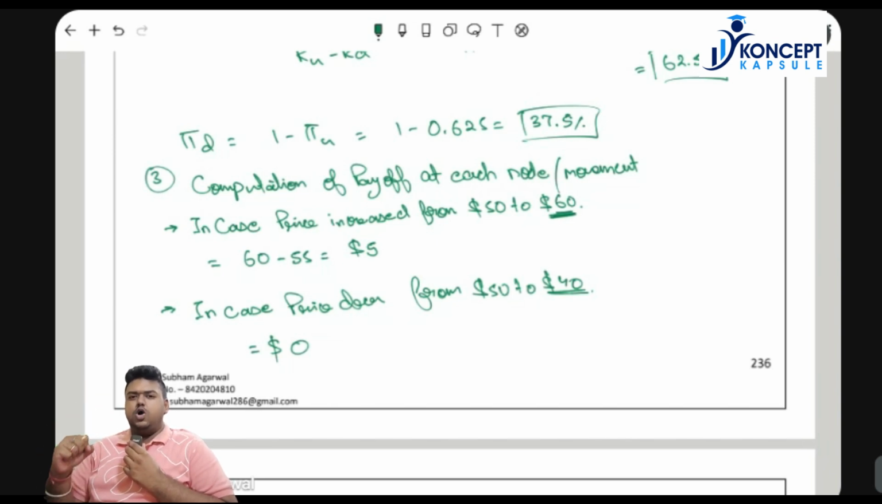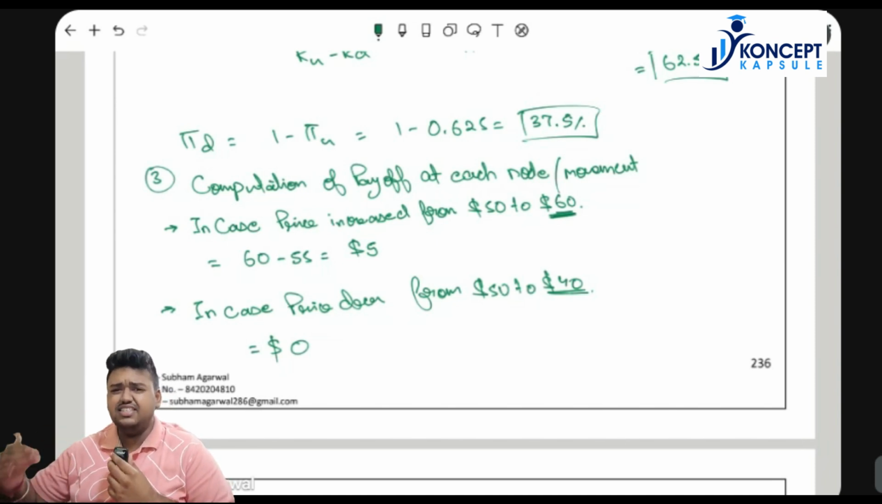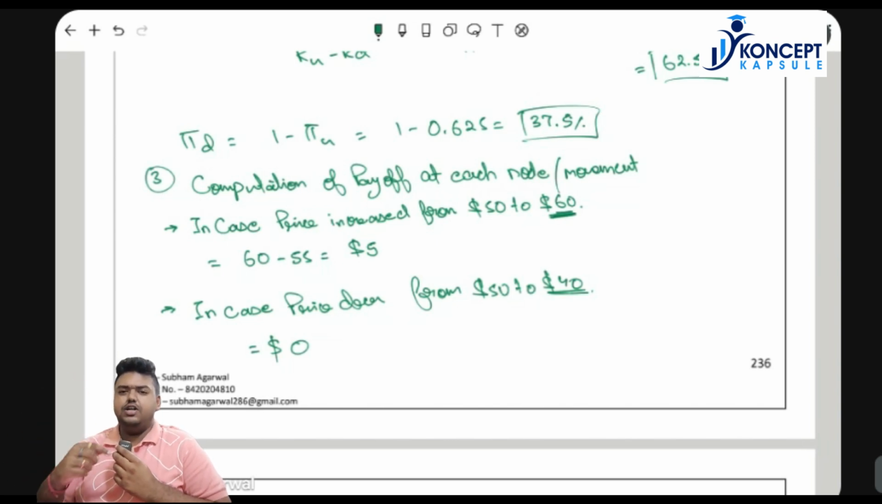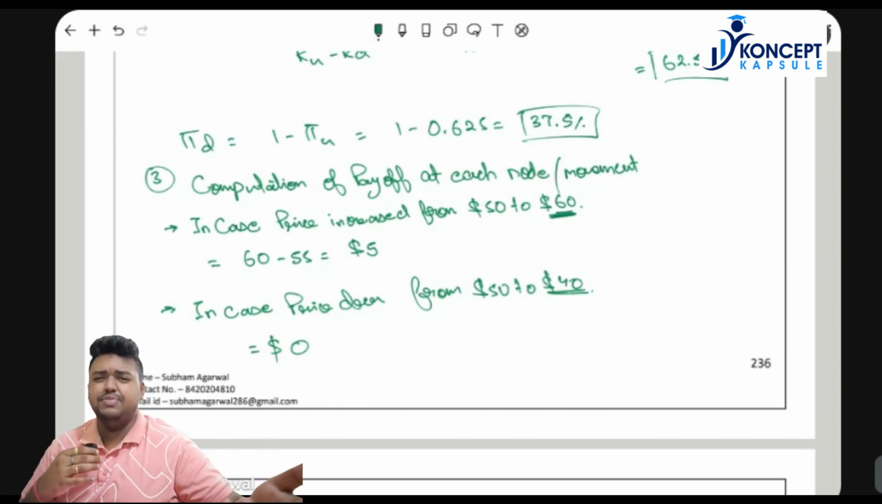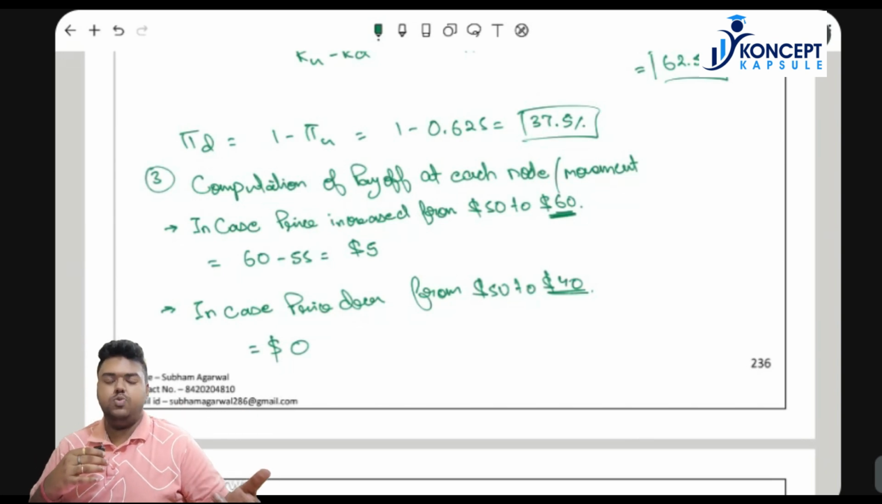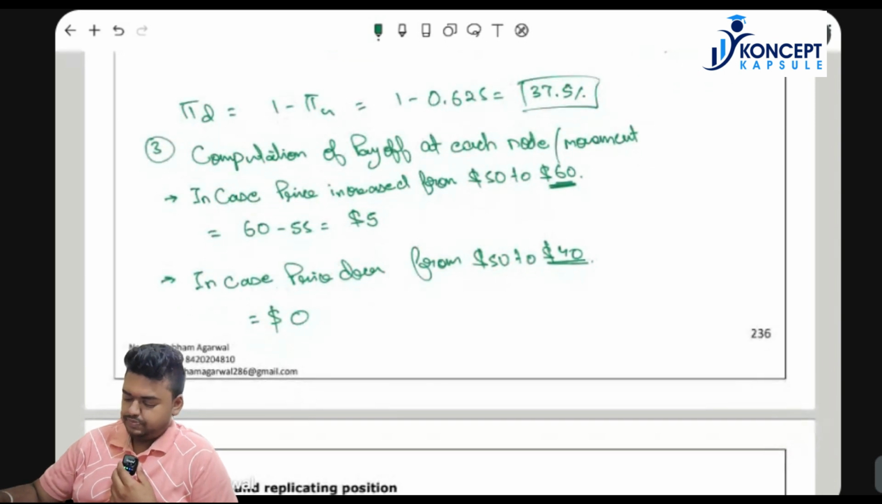What is a call option? A call option is the right to buy. When will I exercise it? When the price increases. When the strike price was 55, the market price was 60. I exercised that right and I got 5. But when the market price fell to 40, will I ever exercise my right? No, I will not. Why? Because it is a loss to me if I exercise the right, so the payoff will always be 0.